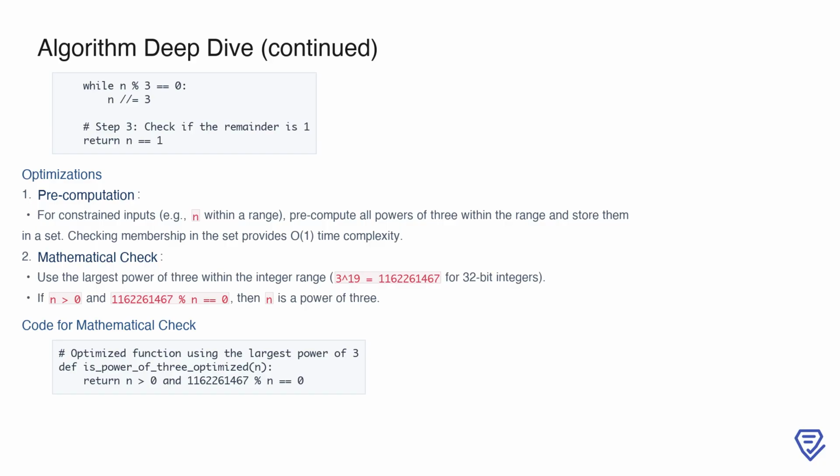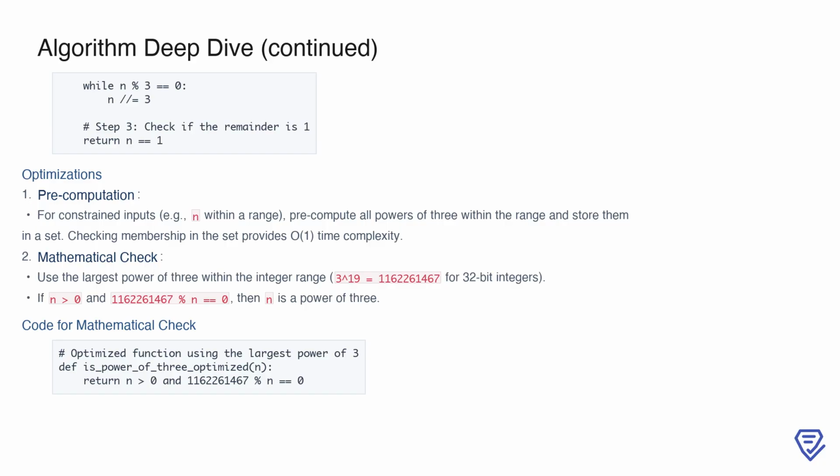Another optimization uses a mathematical property. The largest power of 3 that fits within a 32-bit integer is 3^19, which equals 1,162,261,467. If n is greater than 0 and this largest power of 3 is divisible by n without a remainder, then n must be a power of 3. This eliminates the need for iterative division entirely.